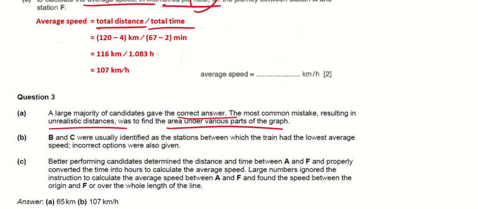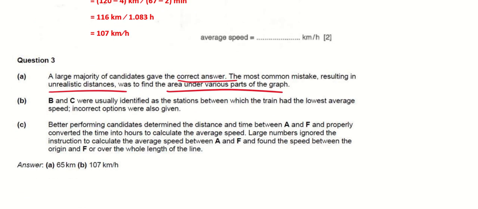So when you're given a kinematics graph, always look at the axis, know the units. If it's distance-time, the gradient represents speed. If it's a speed-time graph, the gradient will represent acceleration. Area under the graph is the distance travelled.